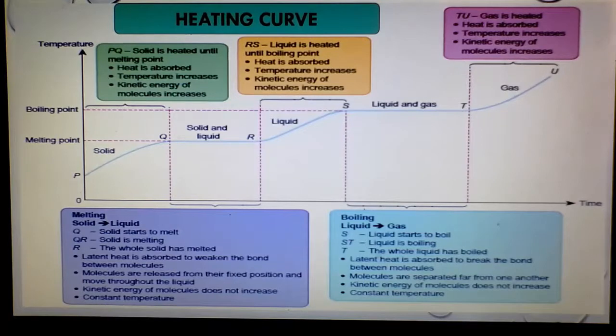So for TU, you can see there is an increase in temperature, meaning heat is absorbed to increase the kinetic energy of the molecules. So in TU, the gas is heated, heat is absorbed, temperature increases, and kinetic energy of the molecules increases. So the amount of heat required, we call it heat capacity. So you must be able to identify the type of heat required for each of these parts, and be able to state the phase of matter at all these parts of this heating curve.